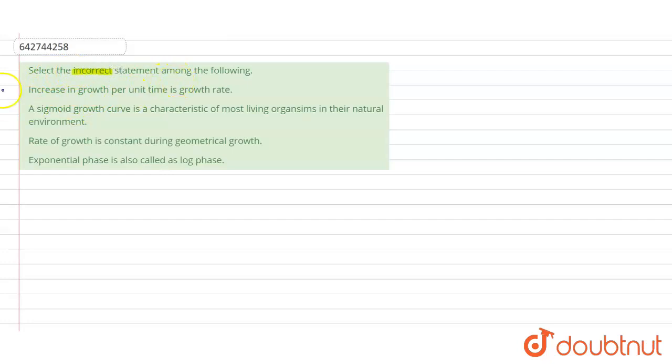Hello students, this question says that we have to select the incorrect statement from the statements which are given here. So there are 4 statements given. Let's read the statements one by one. So 1, 2, 3 and 4, these are 4 statements, and let's see the first statement.